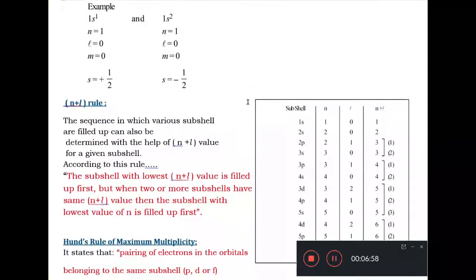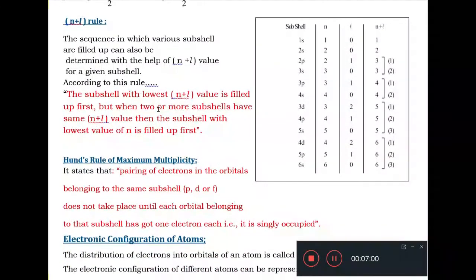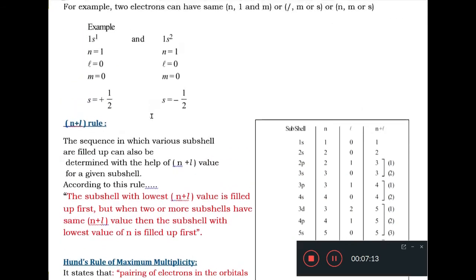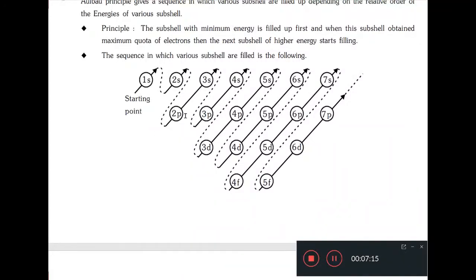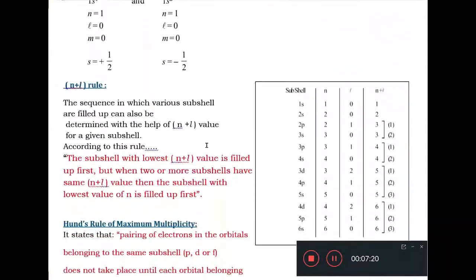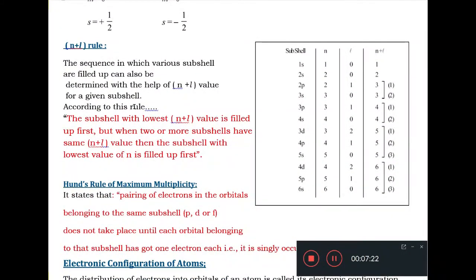Now the next rule is the n plus l rule. Students, the sequence in which various subshells are filled up can also be determined with the help of the n plus l value for a given subshell. If you can memorize this table, it will be good. If you can't memorize, then you have to take help from the n plus l rule. According to this rule, the subshell with the lowest n plus l value is filled up first.